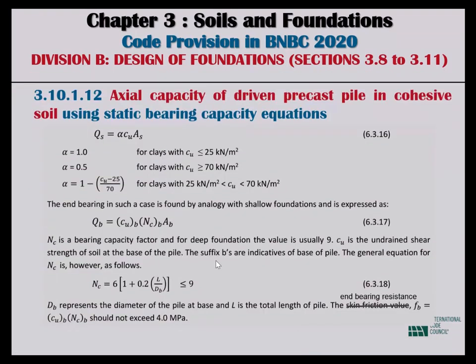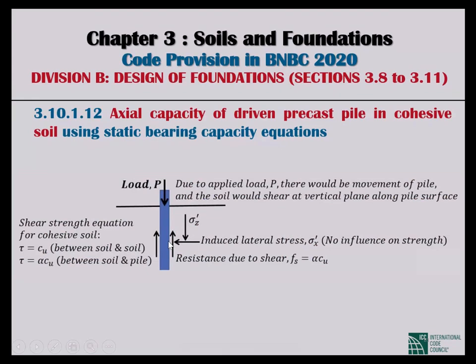Whenever the soil will have only C, that means you are determining the shear strength parameter. How is it happening, let's see. You are applying pressure like this. As a result of that, it would be resisting like this. Also resistance would be coming from the bottom. And over here, there is a vertical stress. Because of the vertical stress, there would be induced lateral stresses. So because of this, there would be shear acting over there. This is the skin friction.